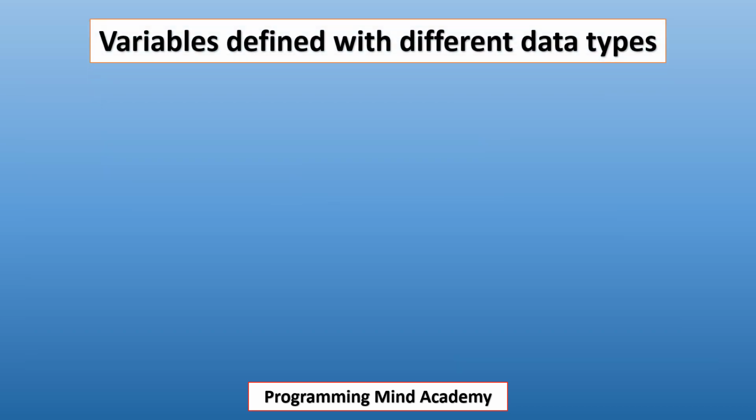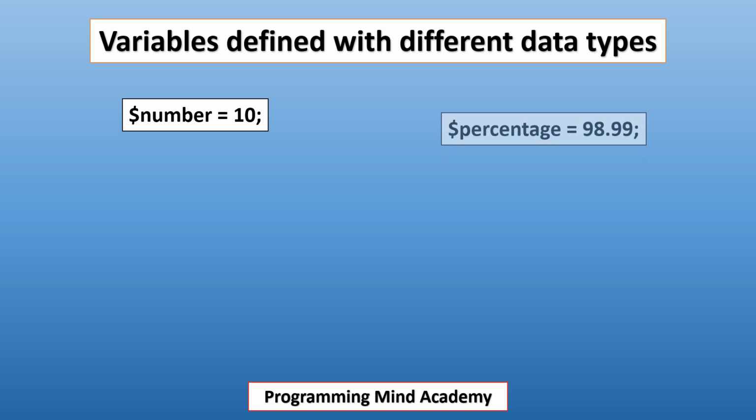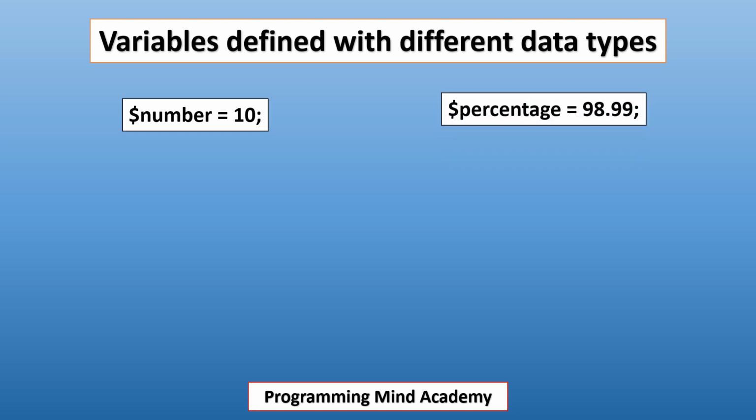So we are going to check now variables that are defined with different data types. Here we are storing a number in the number variable. We are using dollar number is equal to 10 and semicolon. Here we are storing the percentage. It's a double type variable. So we are storing percentage is equal to 98.99 and semicolon. Here we are storing the boolean value in happy. So happy is equal to true.